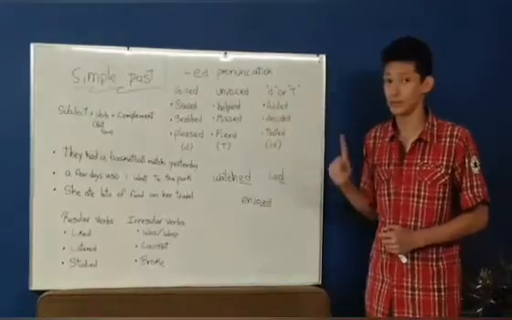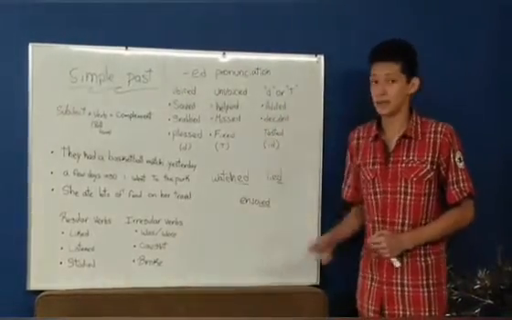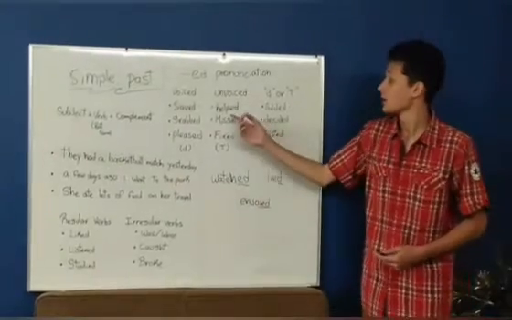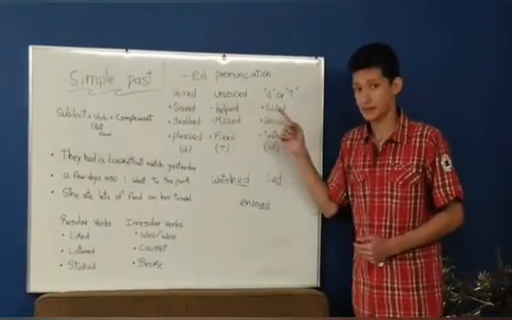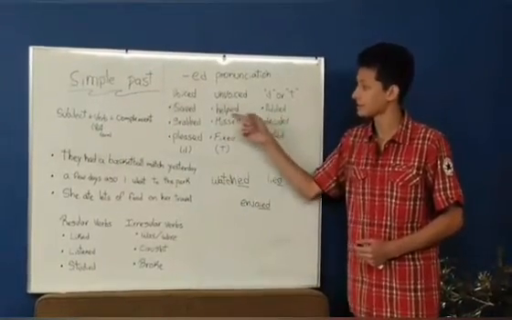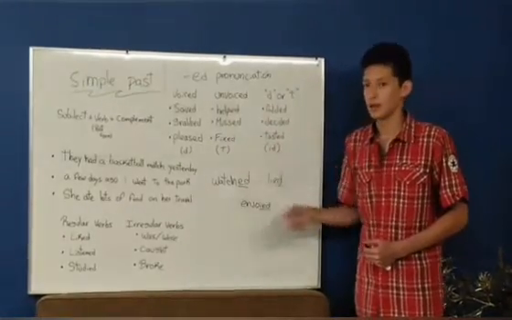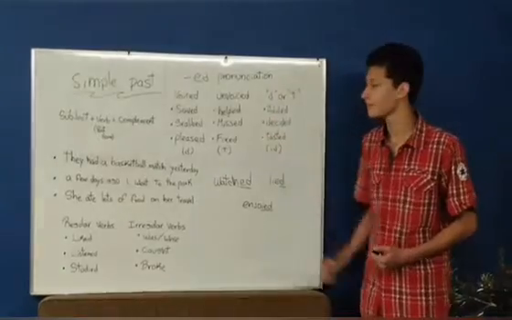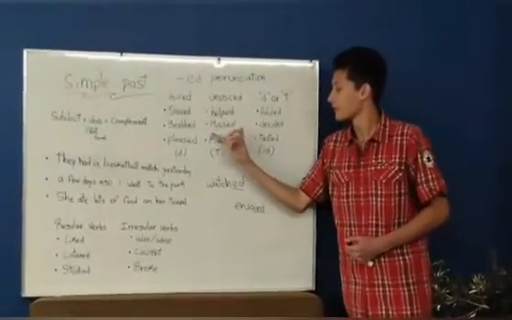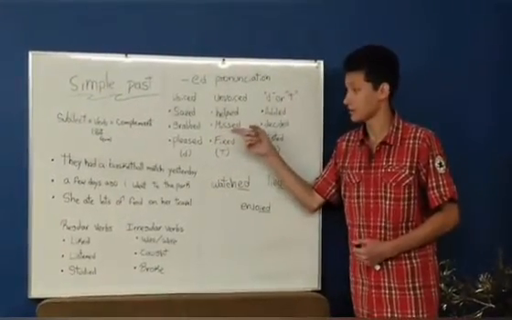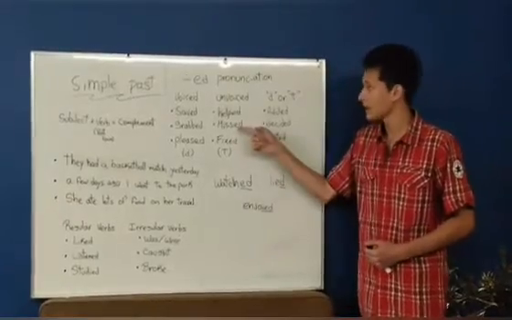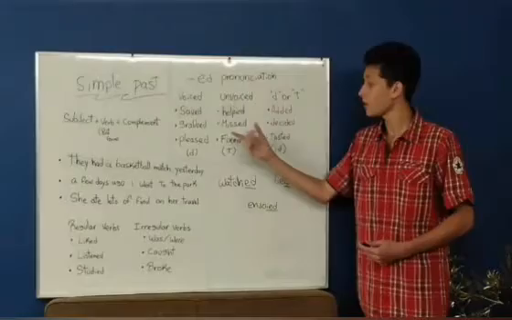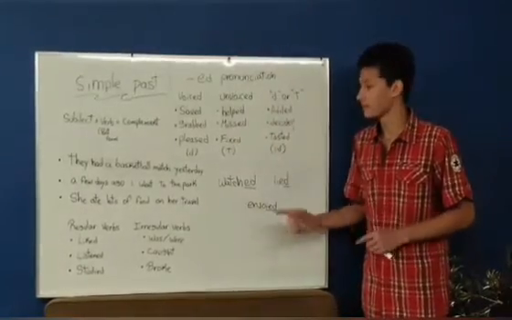First example, help. It ends with P. It doesn't make a vibration, so it's helped. Helped. This ed sounds like a T, like in the word cat. Cat. Helped. Okay. Next example, miss. The word miss ends with S, and S is an unvoiced letter. So miss is now missed.